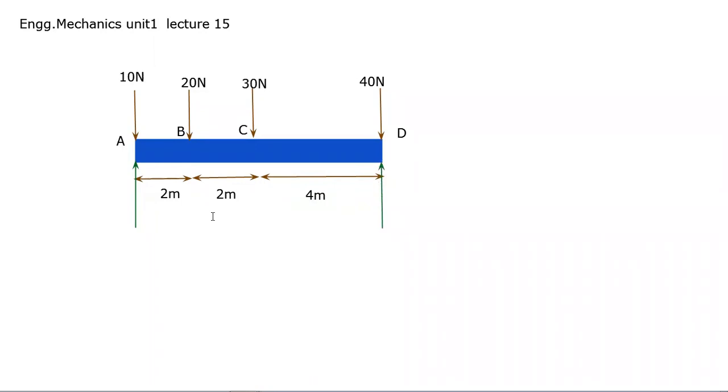So you have to find the RA and RB, that is the support reaction at point A and support reaction at point B.